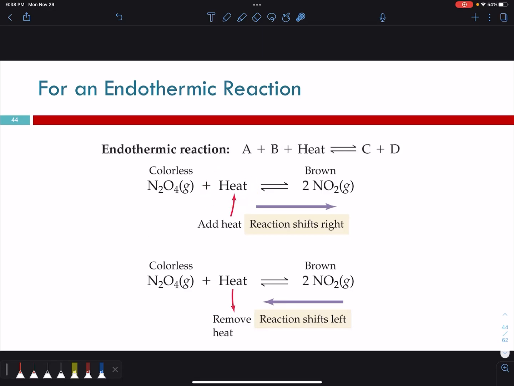So for an endothermic reaction, if we add heat to the endothermic reaction, it's like increasing the concentration of a reactant. And so we shift away from that increase to form more products. If we remove heat, actually this is a cool reaction, but if we remove heat from this reaction, it shifts to the left. You actually take these two gas, well, really you can just take one gas, put it into a flask, and you can heat it up and the gas turns brown, and then you can cool it down and the gas becomes colorless again.